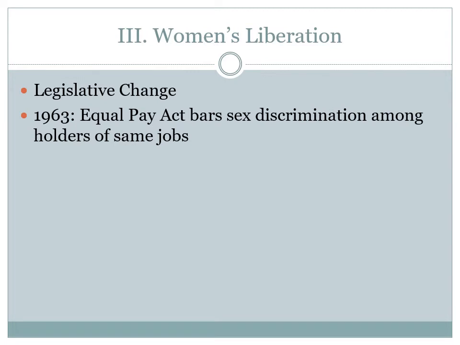In 1963, that year where it seems like so much is happening, Congress passed and President Kennedy signed into law the Equal Pay Act, which barred discrimination among men and women who hold the same job. That if a man and a woman hold the same job, you can't pay the woman less than the man. This is very common prior to 1963, and in many cases in a sort of de facto way after 1963.